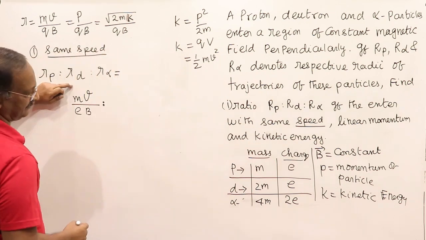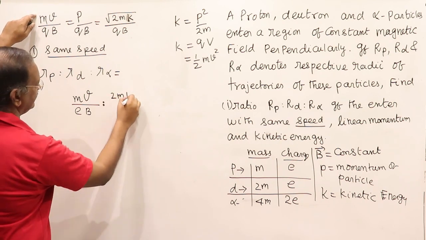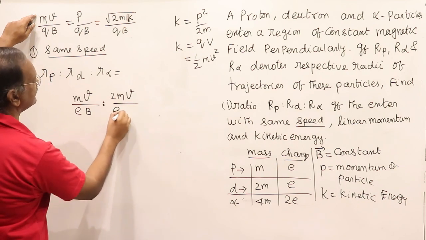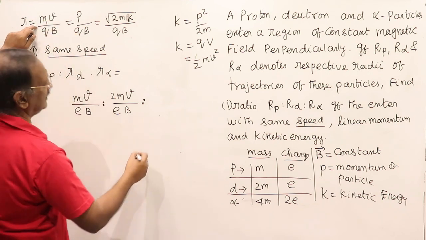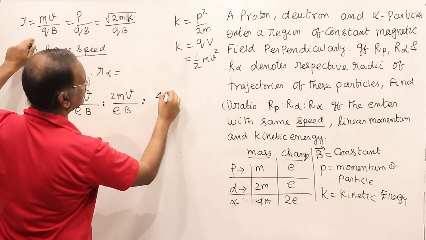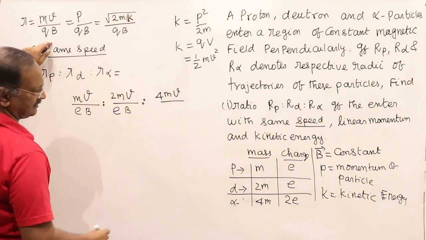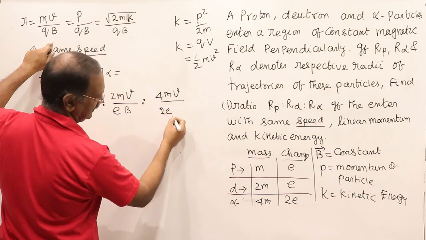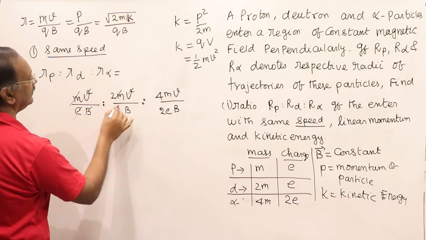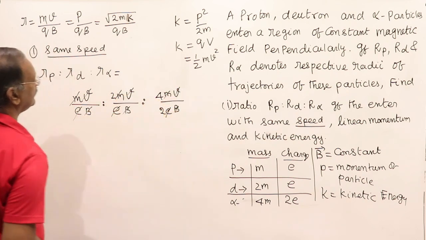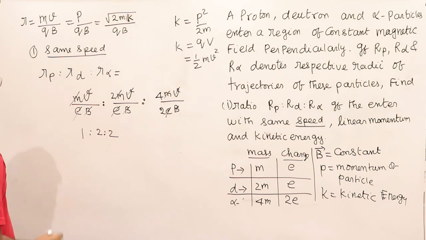For deuteron, mass is equal to 2m, velocity is the same, the charge is e, and B. And for the alpha particle, mass is equal to 4m into the same velocity, divided by charge 2e, and the magnetic field is the same. So we can cancel the common terms eB, so this is equal to 1:2:2. For the first question, for the same speed.